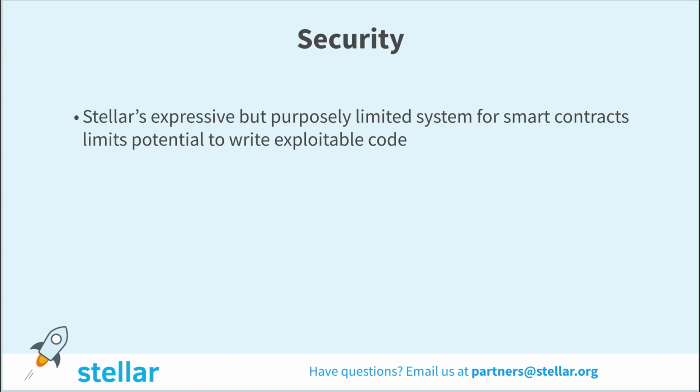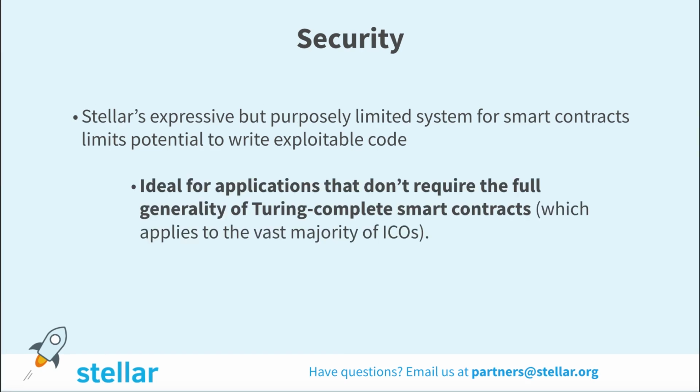You can think of things like Parity Wallet or the DAO. Even contracts that have been thoroughly audited by the developer community have been exploited. And if you compare that to Stellar, the simplicity of the Stellar model helps developers avoid these situations and provides much greater security to applications that don't require the generality of Turing-complete smart contracts. And I think this really applies to the vast majority of ICOs out there that don't have such sophisticated needs that would require a Turing-complete language.